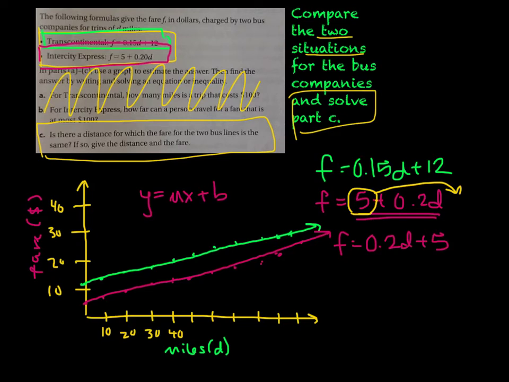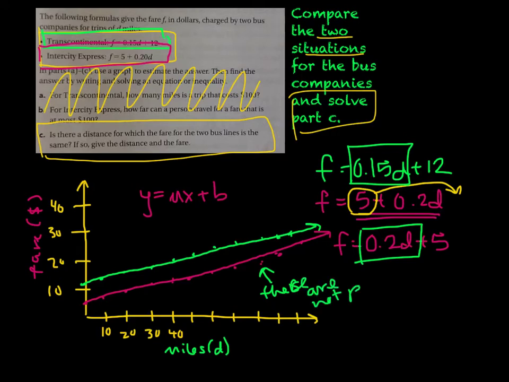So looking at this, we can see that the slopes are different. And because the slopes are different, we can say that these lines are not parallel. If they were parallel, the slopes would be the exact same. So 15 cents or 20 cents, they would go up at the same rate. But they're not. One equation is going up by 15 cents, the other one is going up by 20 cents.